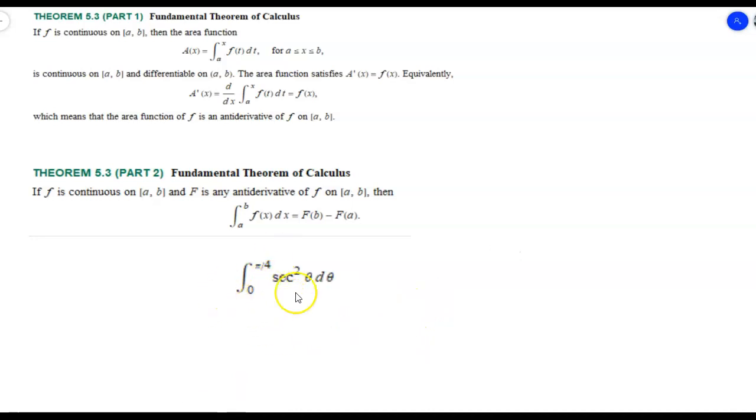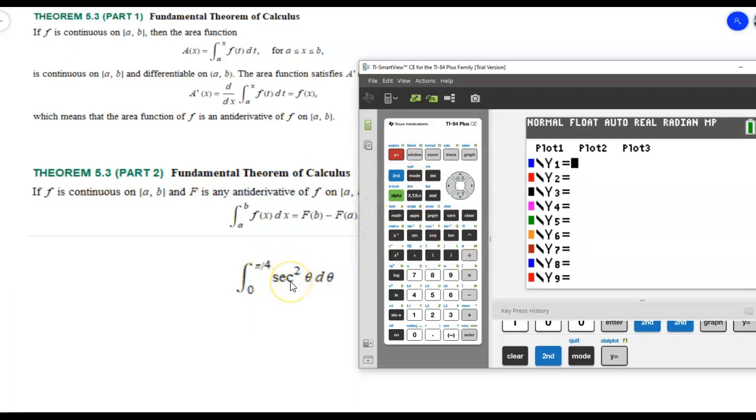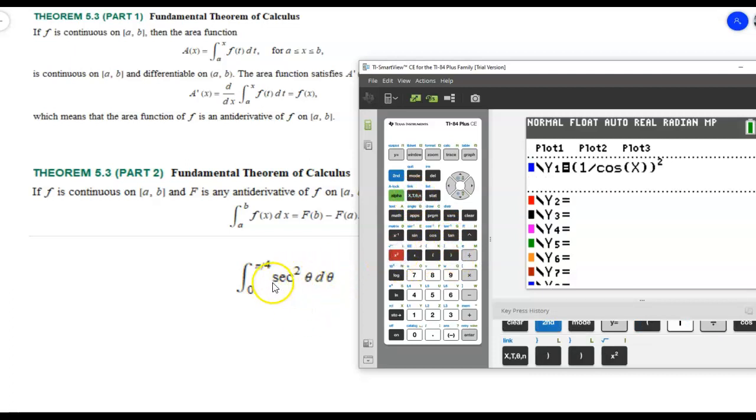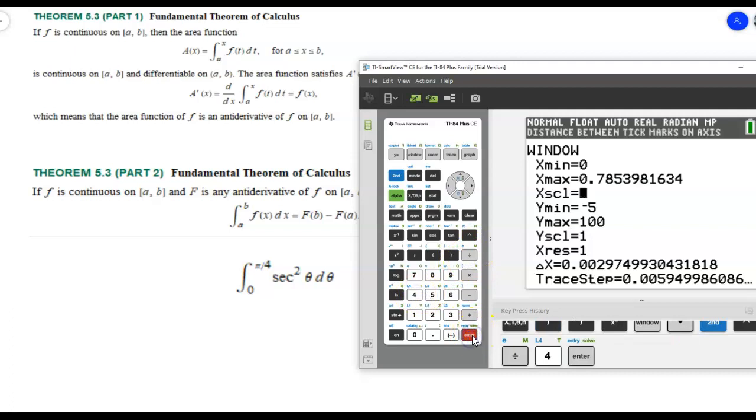Okay, last one. Now we're going to take a look at secant squared of theta from 0 to pi over 4. So first thing I want to do is put this in my calculator here. So I'm going to go to the function here. Remember, secant is 1 over cosine. So I can write this as 1 divided by cosine of x, and then squared. So this is the same thing as secant squared of theta. And then I'm going to set my window from 0 to pi over 4, to kind of get an idea of what I'm taking a look at here.